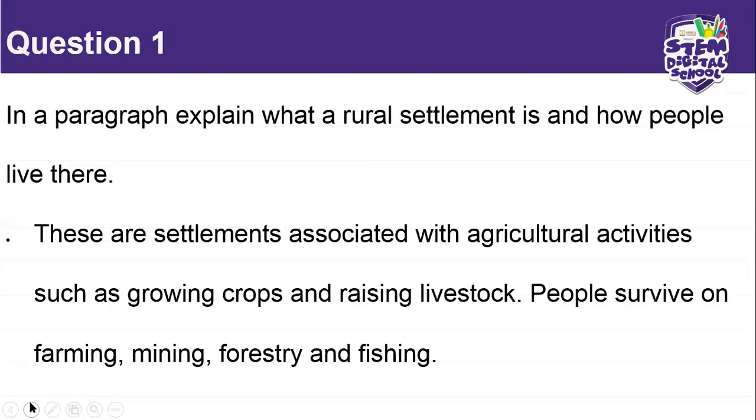Question 1. In a paragraph, explain what a rural settlement is and how people live there. So I hope you wrote in a paragraph explaining your answer. Make sure you have your homework with you so that you can correct.